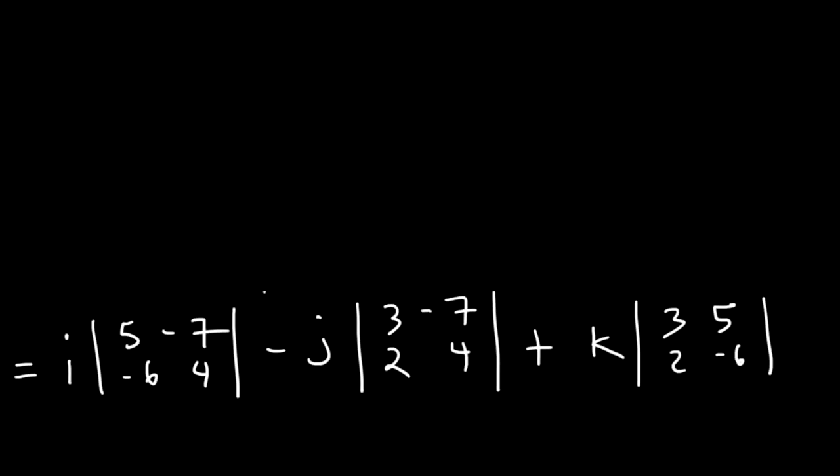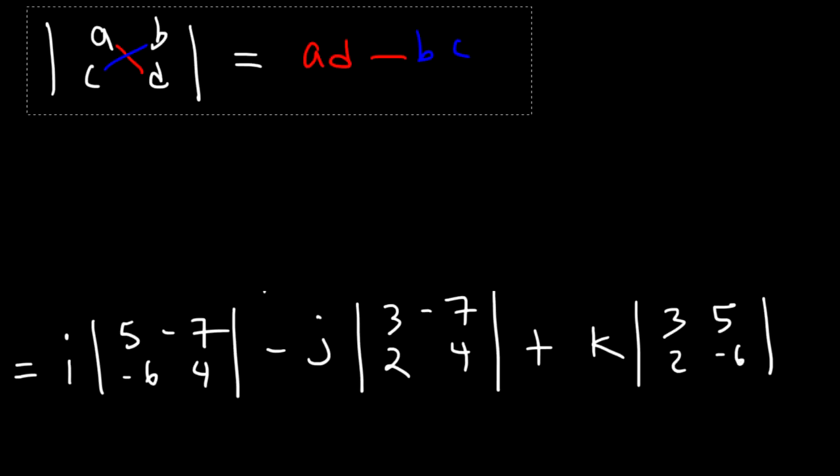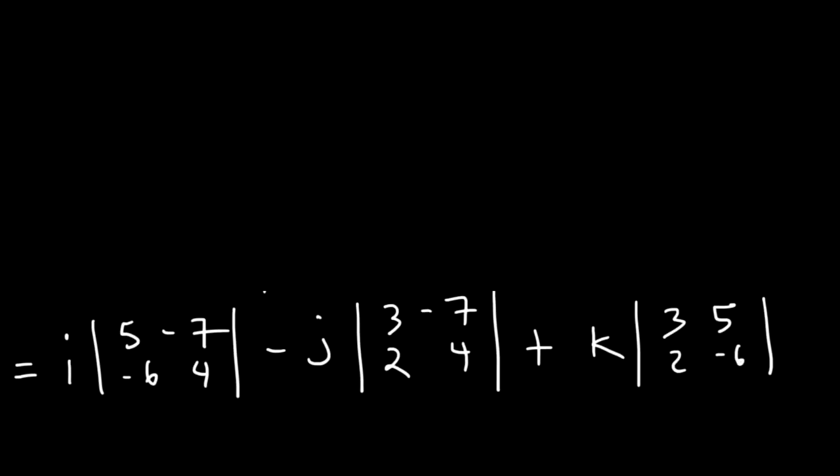Now the next thing that we need to be able to do is to evaluate or find the determinant of a 2 by 2 matrix. So let's say this is a, b, c, d. It's going to equal the product of ad minus the product of bc. So that's how you can evaluate the determinant of a 2 by 2 matrix. So let's do that for each of the 2 by 2 matrices that we see here.